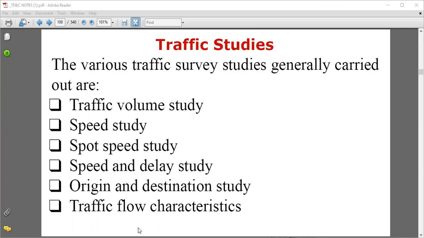And the last point is the traffic flow characteristics. In the traffic flow characteristics, we'll understand what the traffic flow is, whether this traffic flow is mixed flow or only a single type of vehicle is going on. Such data also we can collect from this traffic study. Okay, so we'll see the next point.